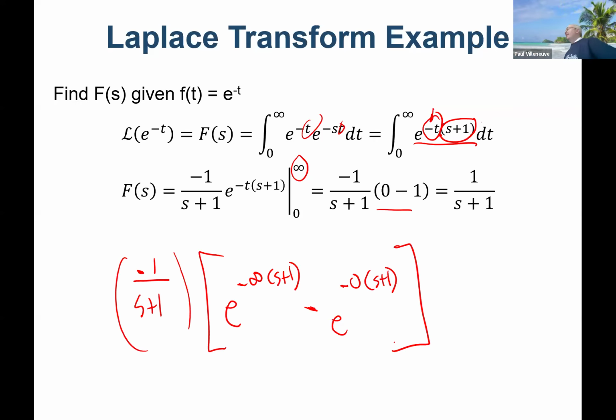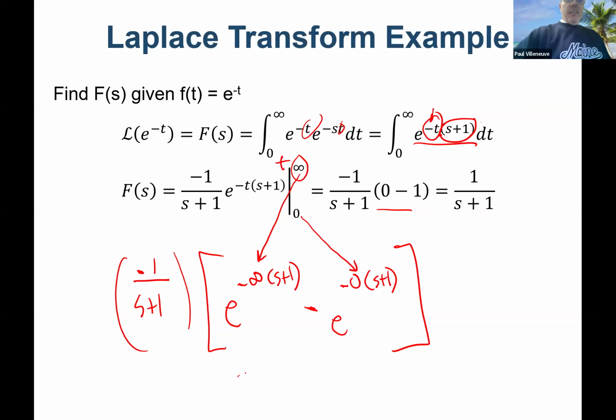And that's what my integration limits are. The infinity comes from here, and the 0 comes from here because I'm evaluating it for t equals, right? Those are the limits of integration because I'm evaluating it with a dt there. So what is e to the minus infinity times s plus 1 equal to? Yeah, e to the minus infinity is always 0, right?